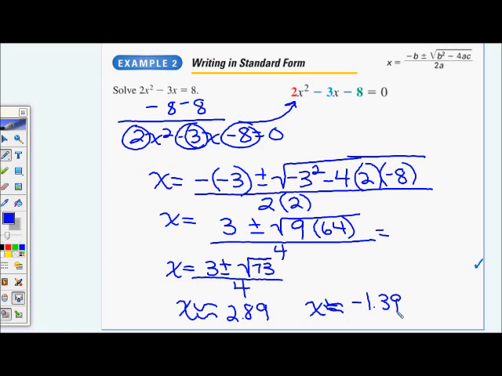All right, so moving along again. We took it and we put it into the ax squared plus bx plus c equals 0 form, because then we can identify our a, b, and c values. We can put them into the quadratic formula.